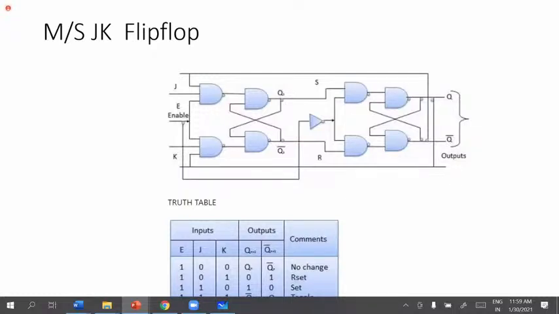In most of the exams, you will have this question: what is the race error problem, and how can it be eliminated by using a master slave JK flip-flop? We are just concentrating on this feedback. Even though there is a feedback, by this clock signal we are controlling it. Just go through the theory of this.